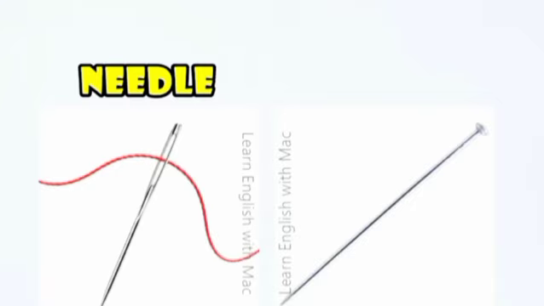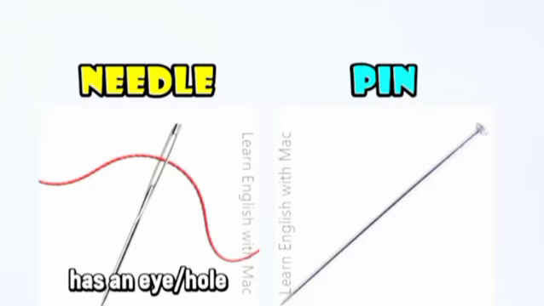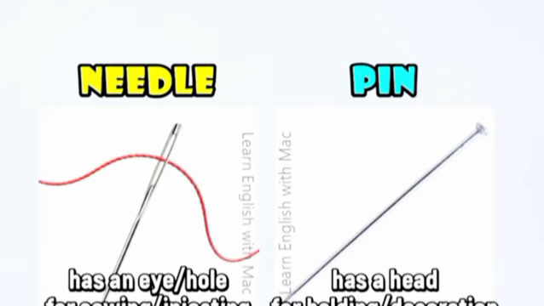This is a needle, and this is a pin. A needle has an eye or hole and is used for sewing or injecting. A pin has a head and is used for holding or for decoration.